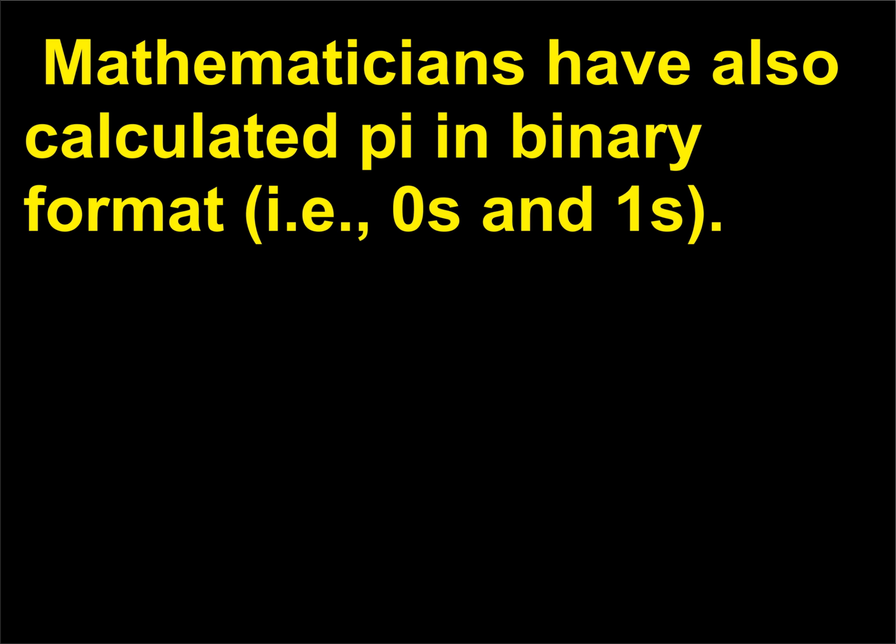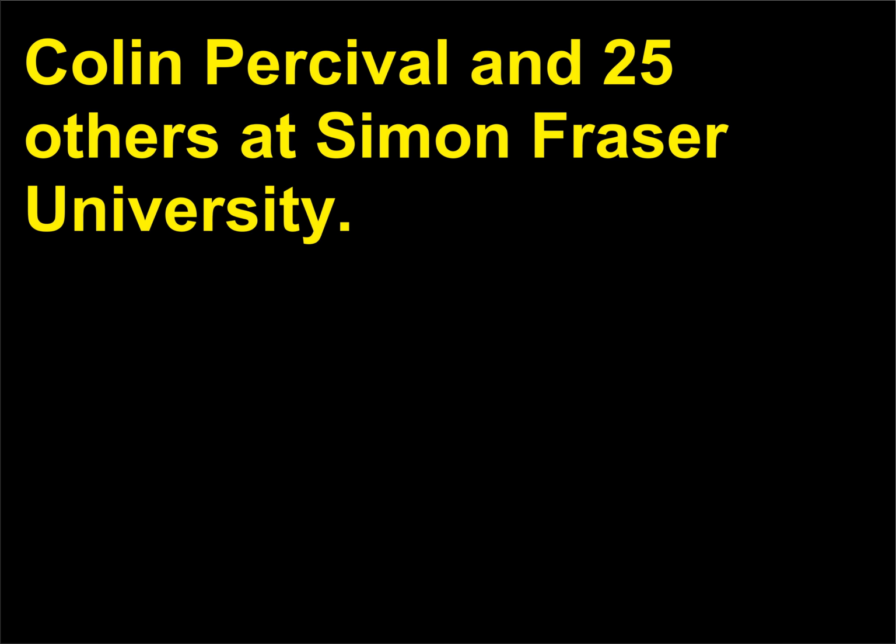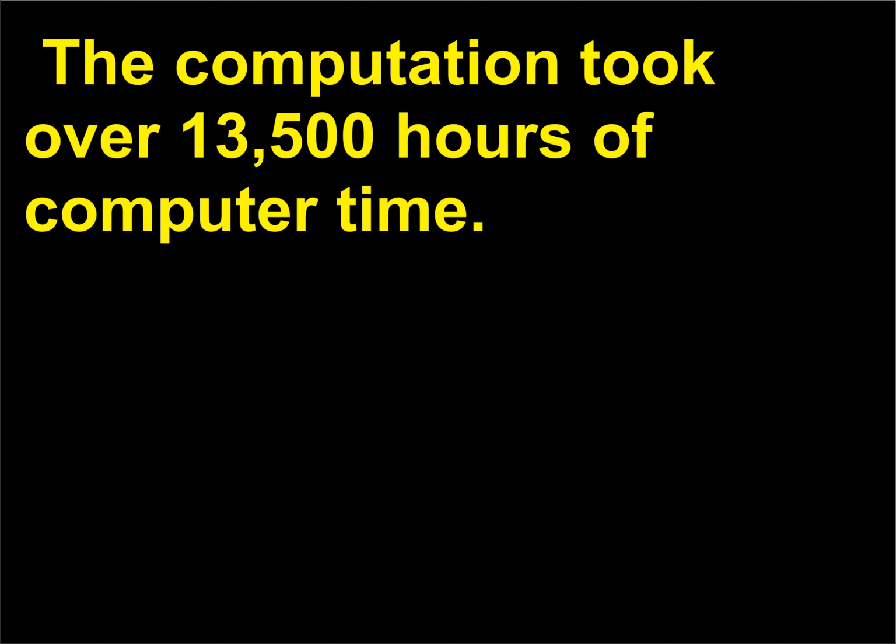Mathematicians have also calculated pi in binary format, i.e., zeros and ones. The 5 trillionth binary digit of pi was computed by Colin Percival and 25 others at Simon Fraser University. The computation took over 13,500 hours of computer time.